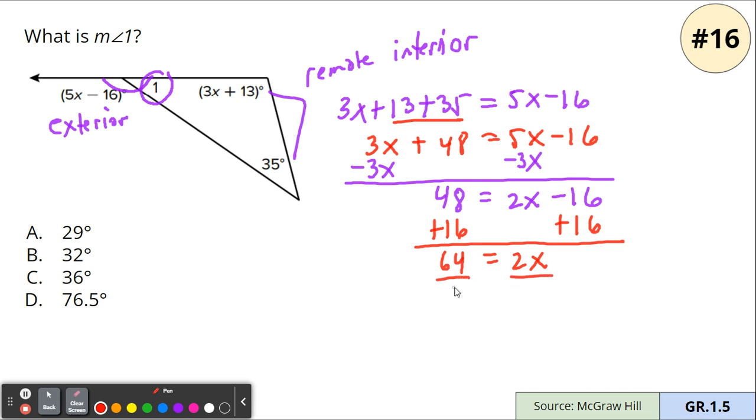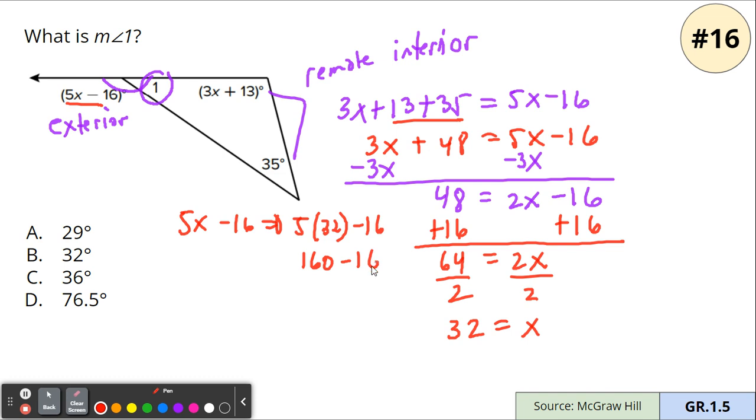Then finally, to solve for x, we divide by 2. So therefore, our x is 32. Okay? Since our x is 32, we can find the measure of 5x minus 16. So 5x minus 16 will become 5 times 32 minus 16. Okay? 5 times 32 will give you 160 minus 16. That will give you 144. 160 minus 16 is 144. So therefore, this exterior angle is actually 144.